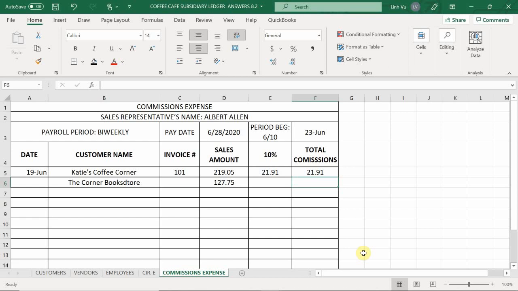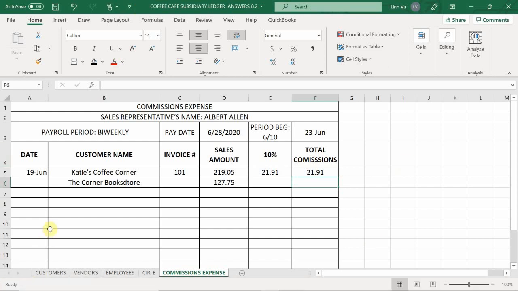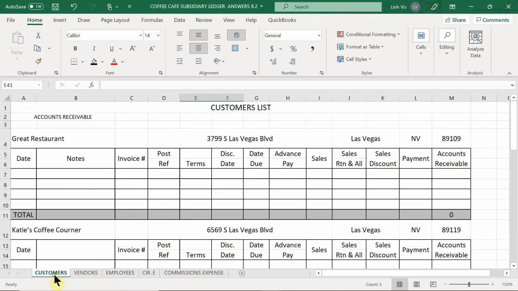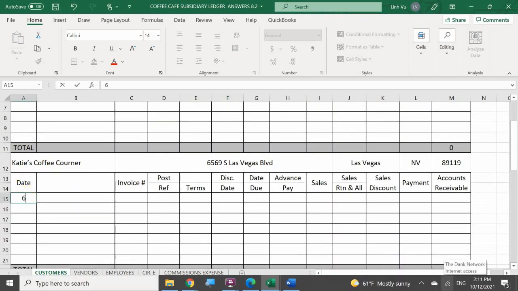So now we sell this coffee. So we have to go to the inventory. In this case, we're not done yet here. Who did we sell it to? To Katie Coffee Corner. Is that a customer, a vendor, or an employee? That's a customer. So in this case, Katie Coffee Corner is the second one. Date is June 19.